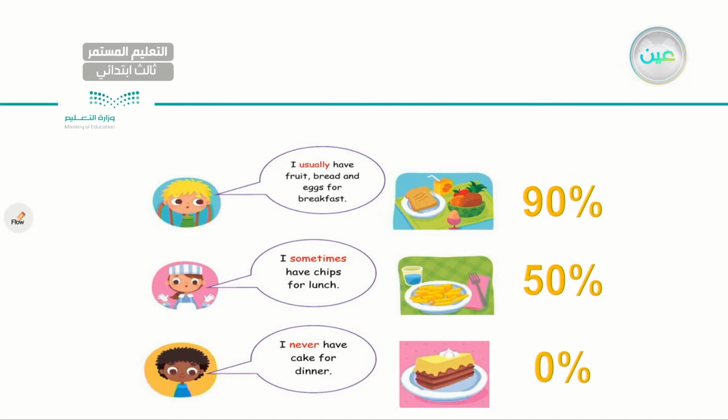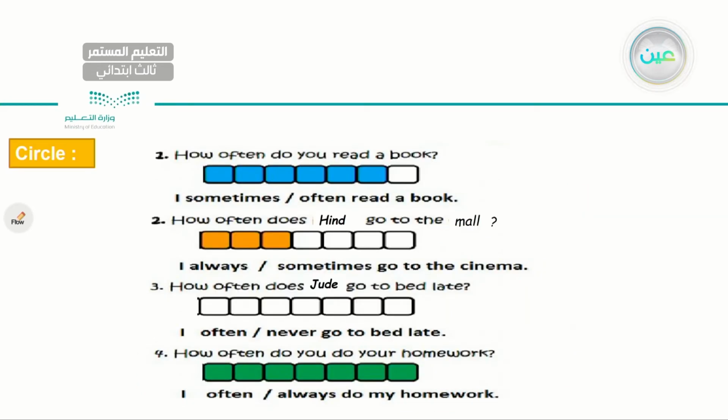Remember, all the words in red are called adverbs of frequency. Here we have usually, sometimes, and never. Usually is 90%, sometimes is 50%, while never is 0%.